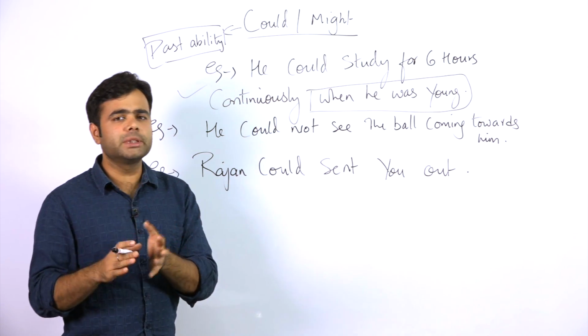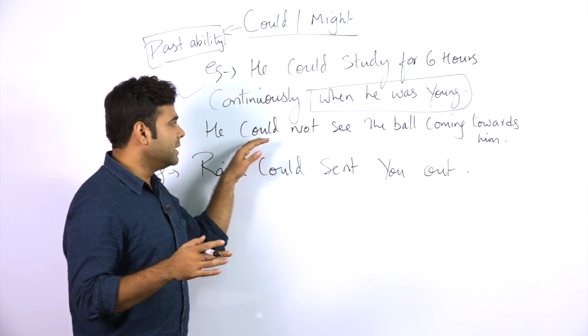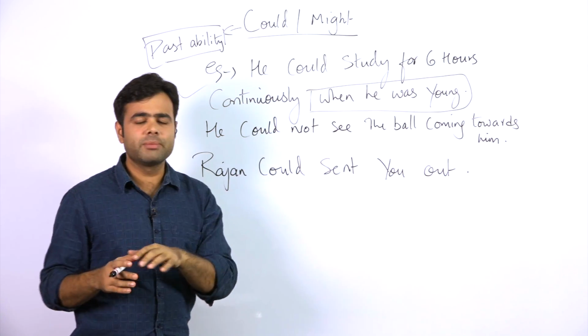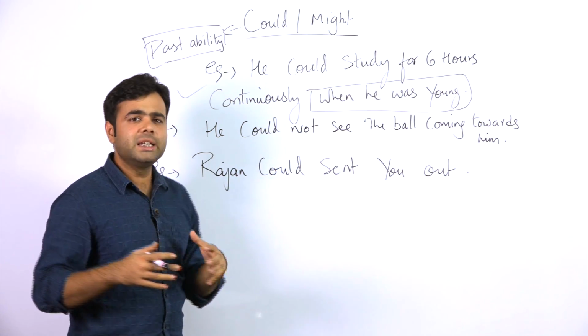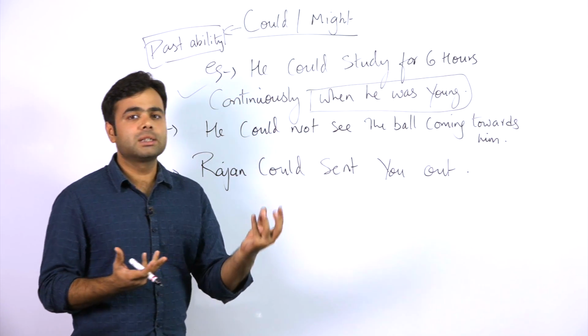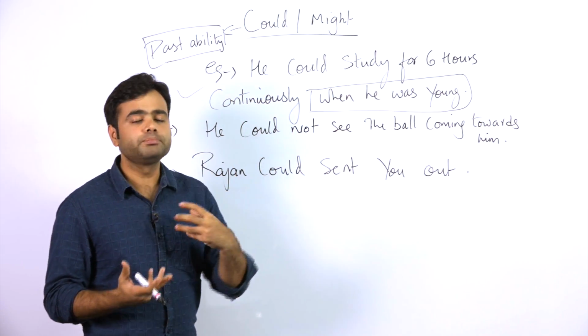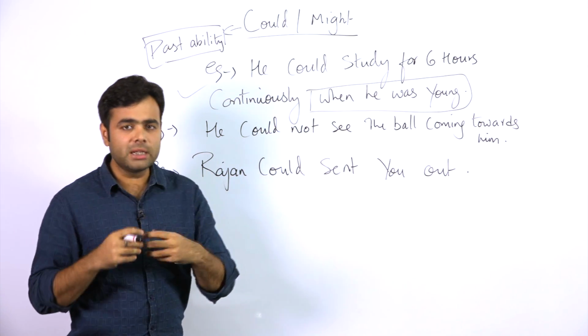It's showing something about the past. What? He could not see the ball coming towards him. What does it mean? It means that he was unable to see the ball. There may be a possibility that the ball would have hit him. Either he would have got hit by the ball.